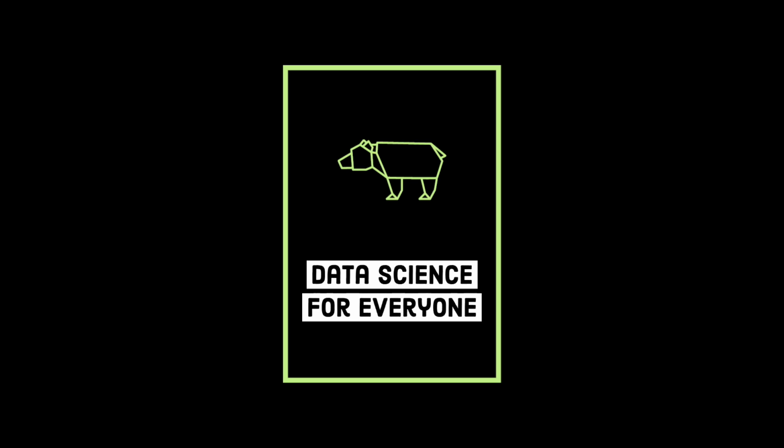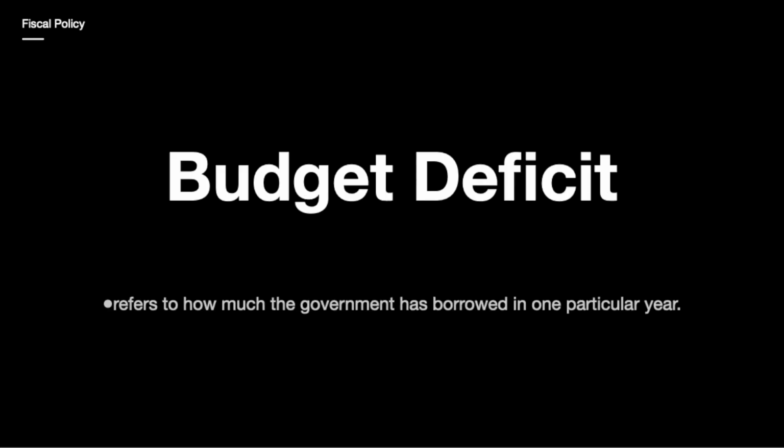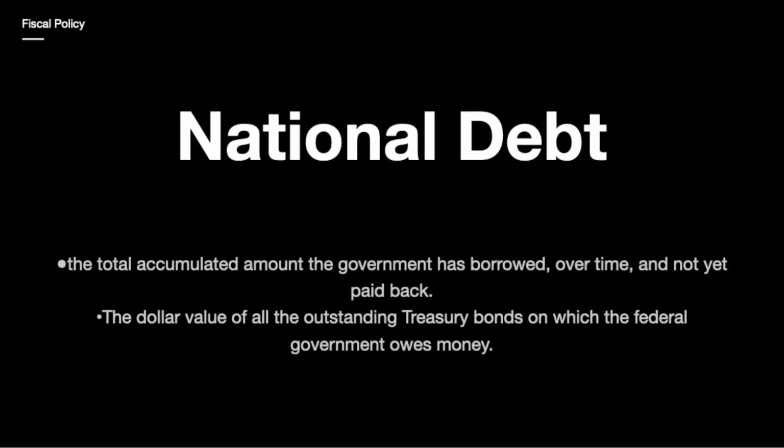Today we're going to be looking at federal deficits and the national debt. Annual budget deficit or surplus is the difference between the tax revenue collected and spending over a fiscal year. Fiscal year starts on October 1st and ends September 31st of the next year. The budget deficit refers to how much the government has borrowed in one particular year. National debt is the total accumulated amount the government has borrowed over time and has not paid back.